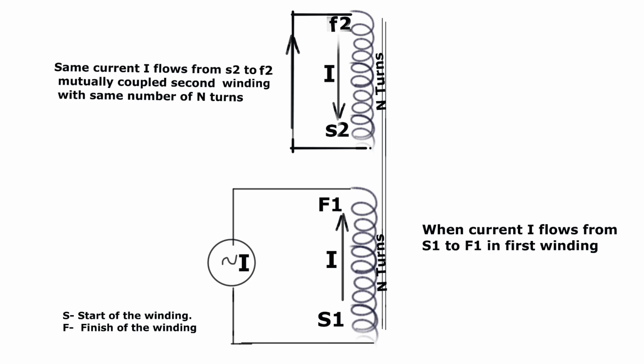Now, if we apply a constant current from a current source from S1 to F1, magnetic flux will be produced in the core. To oppose the same, current will flow from F2 to S2 inside the winding. Since both numbers of turns are equal, the same applied current I flows through both windings.